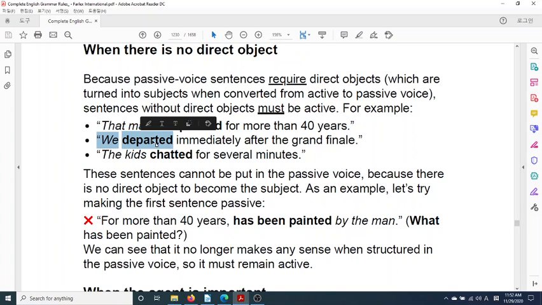We departed immediately after the grand finale. So subject, verb, no object, but you probably departed from the theater or whatever, right? But again, from the context, not needed. The kids chanted for several minutes. Subject, verb. What did they chant? They probably chanted a song or a nursery rhyme or something. But you can omit it, you can get rid of it, and it still makes sense. But only if you use active voice. You can't do this with passive voice.